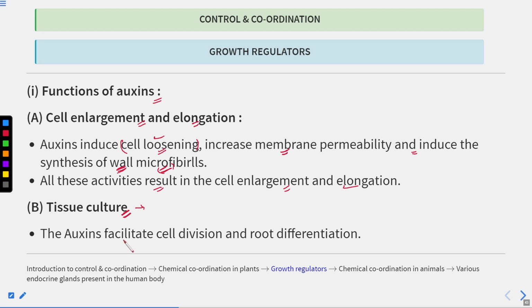Now the auxins facilitate cell division, and they also help in the induction of the root, as well as in root differentiation. So this is the role of the auxins: root differentiation, cell division, and it also helps in the initiation or induction of root formation. Clear?